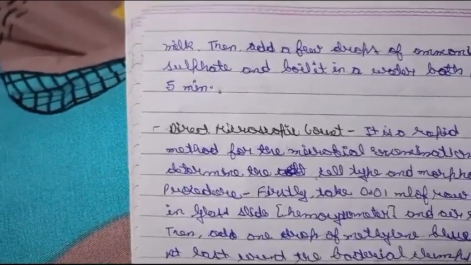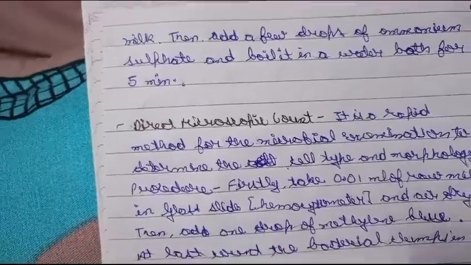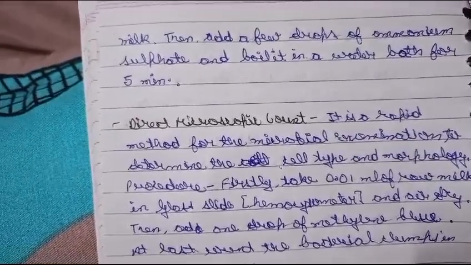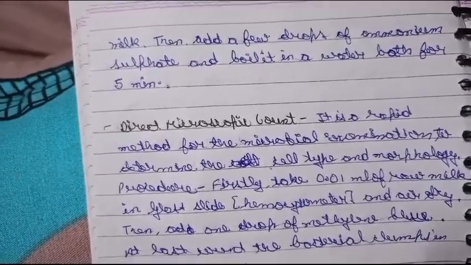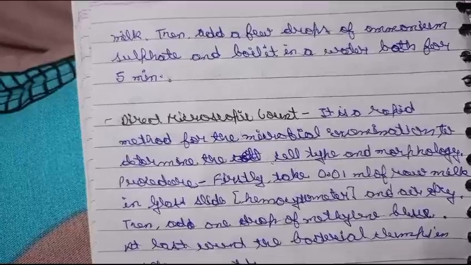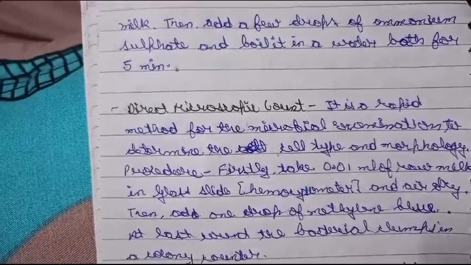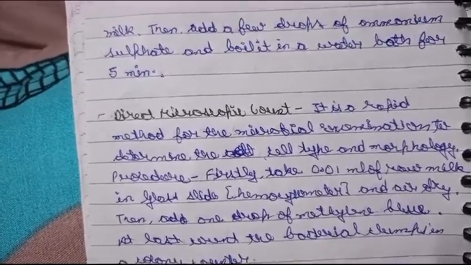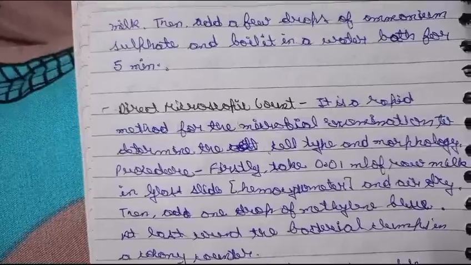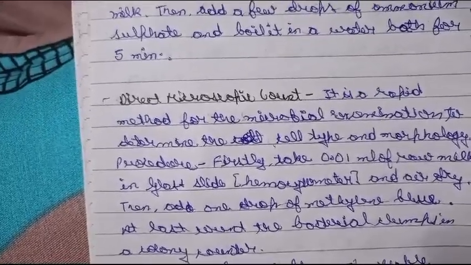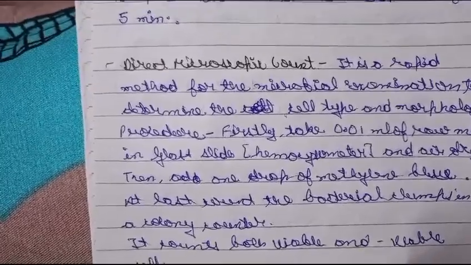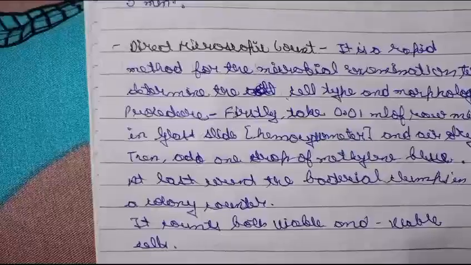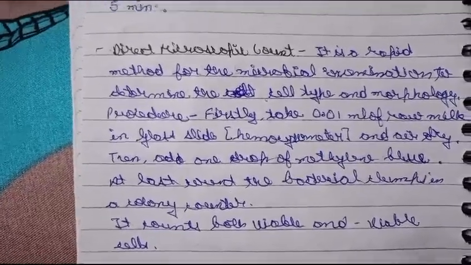Next, direct microscopic count. It is a rapid method for microbial examination to determine the cell type and morphology. Procedure: firstly, take 0.01 ml of raw milk on a glass slide and air dry. Then add 1 drop of methylene blue. At last, count the bacterial cells using a colony counter. It counts both viable and non-viable cells.